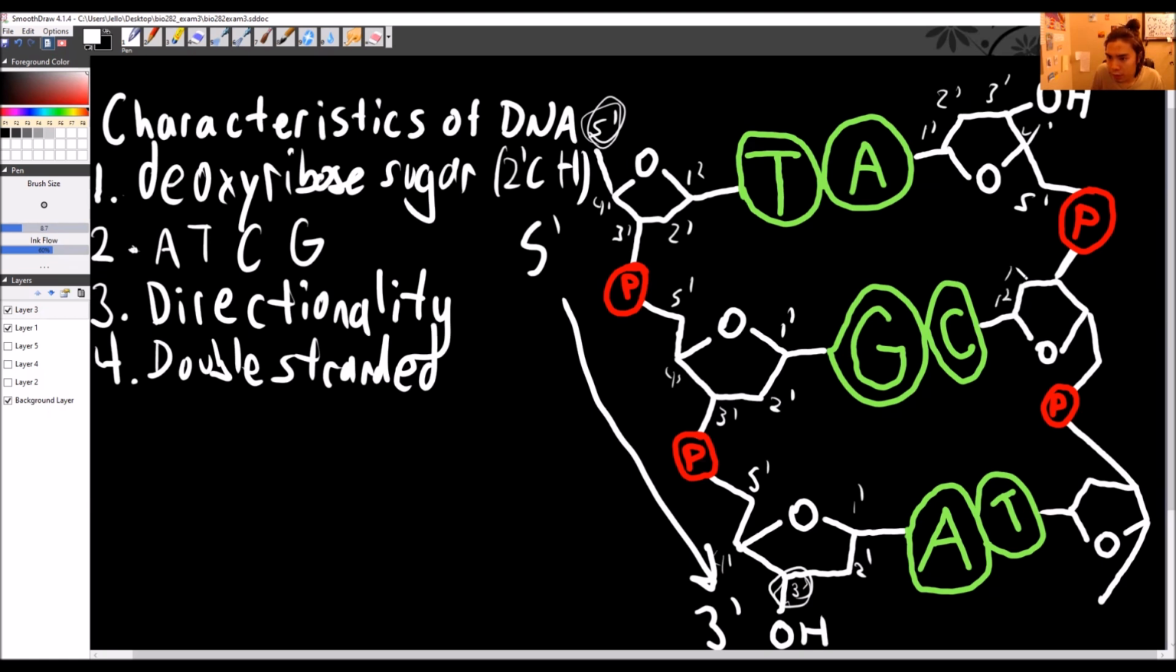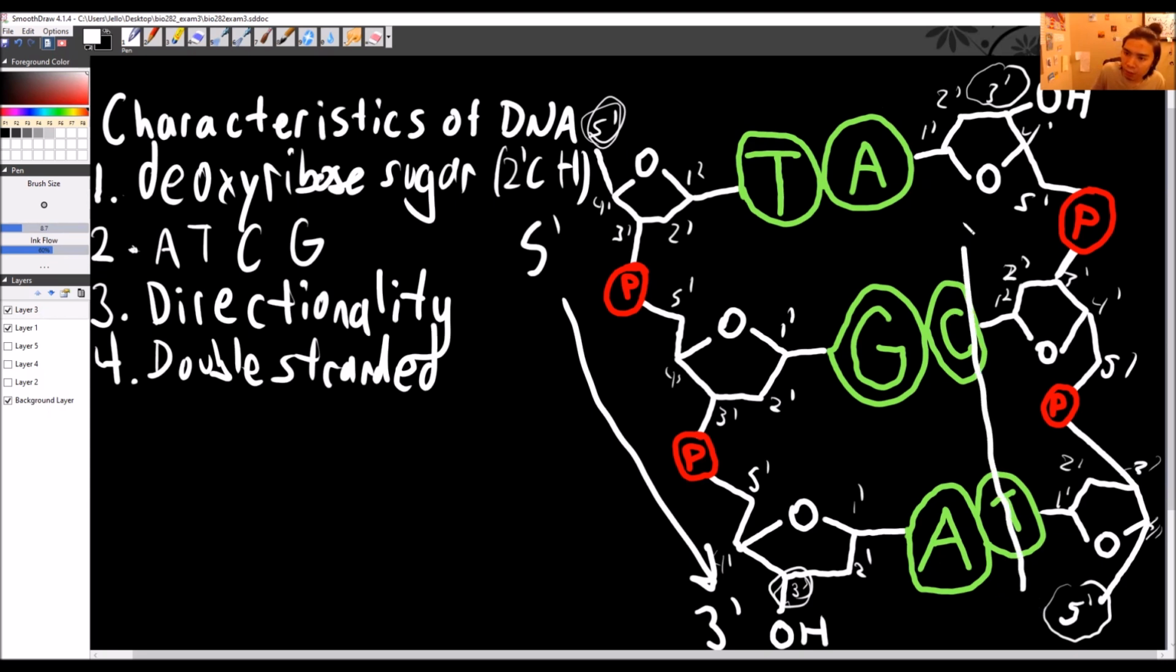1', 2', 3', 4', 5'. Okay, so you see that this side has that 3'. This is the 3' end, and this is the 5' end. I don't have a lot of room, so I'm going to draw over it. So going from, I guess we'll go from bottom to top, it goes from 5' to 3' on the bottom. So this side is 3', 5'.